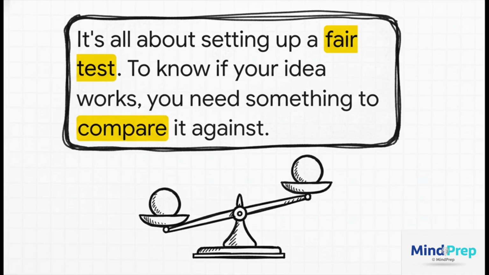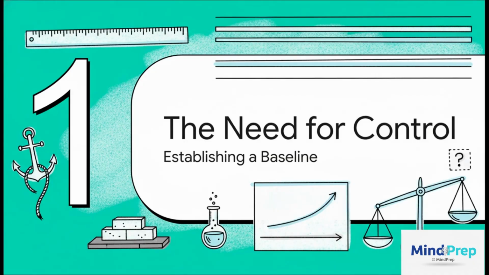Well, the answer comes down to one simple idea: creating a fair test. Because to know if your big new idea is the real deal, you absolutely need something to measure it against. You need a benchmark, a baseline. Without that comparison, you're basically just guessing in the dark. And that's where the idea of control comes in.